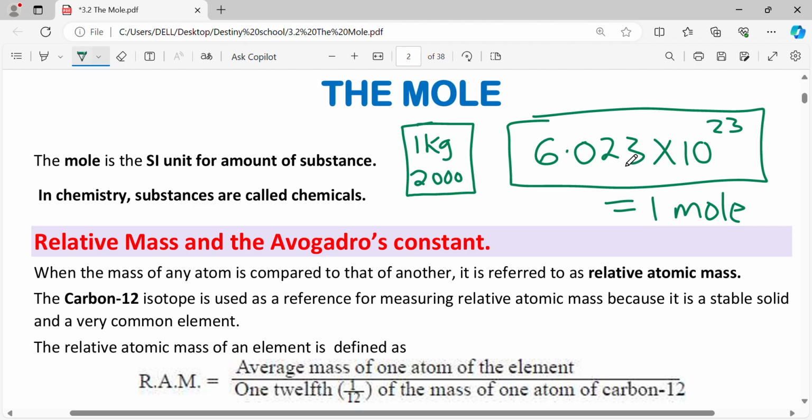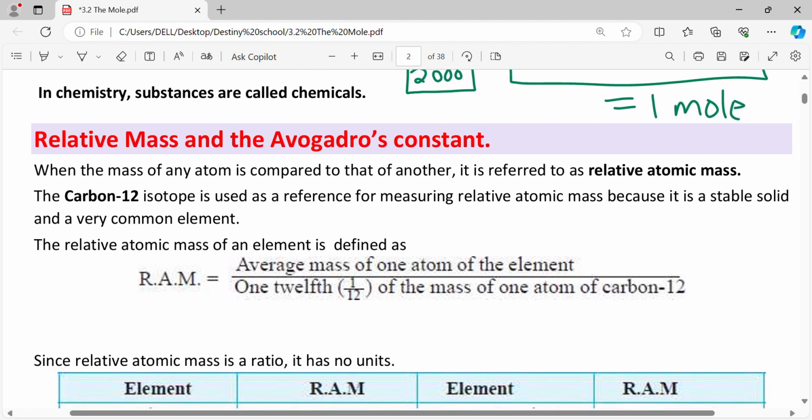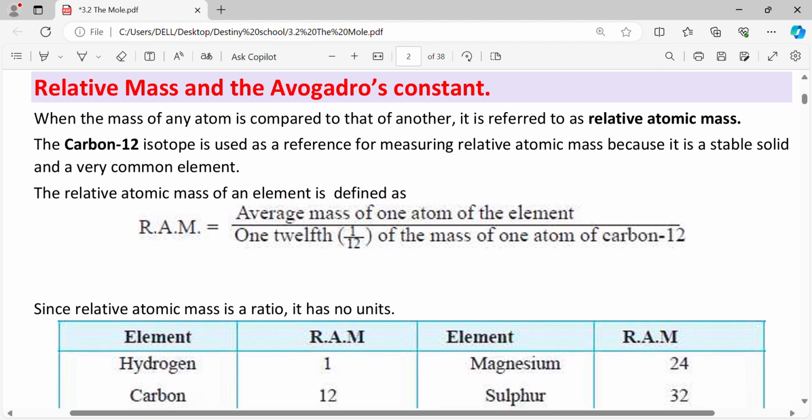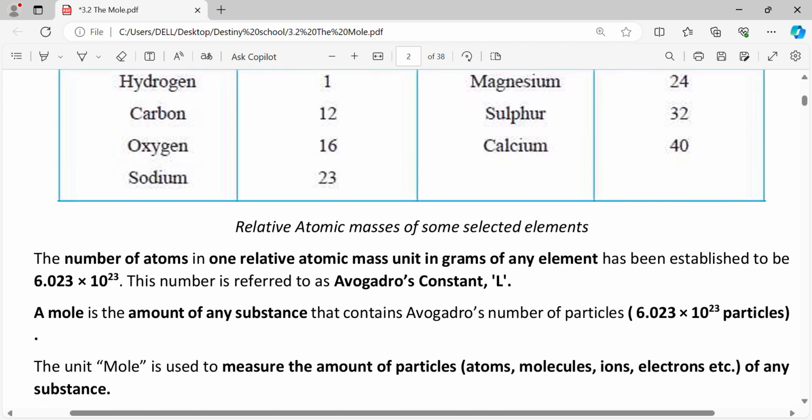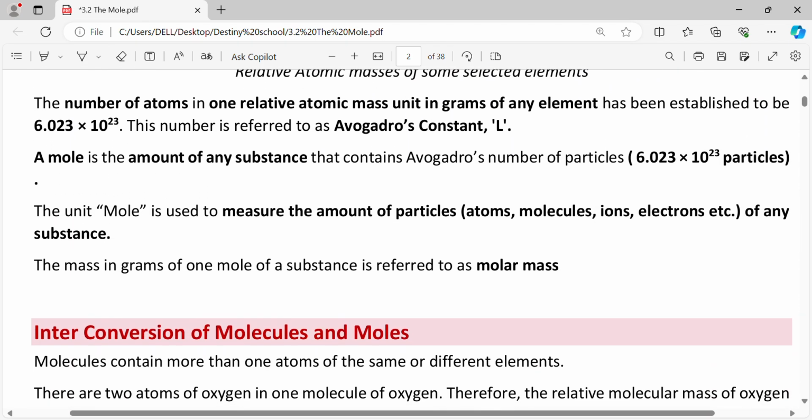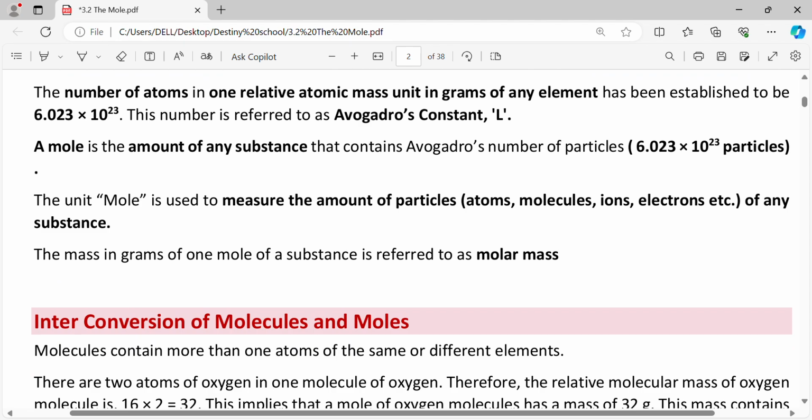Also the same, if you can count 6.023 times 10 raised to 23 particles or molecules or ions or atoms, then you also have a single mole. So that is now the mole. Under the mole, we normally have the relative atomic mass and the Avogadro's constant.